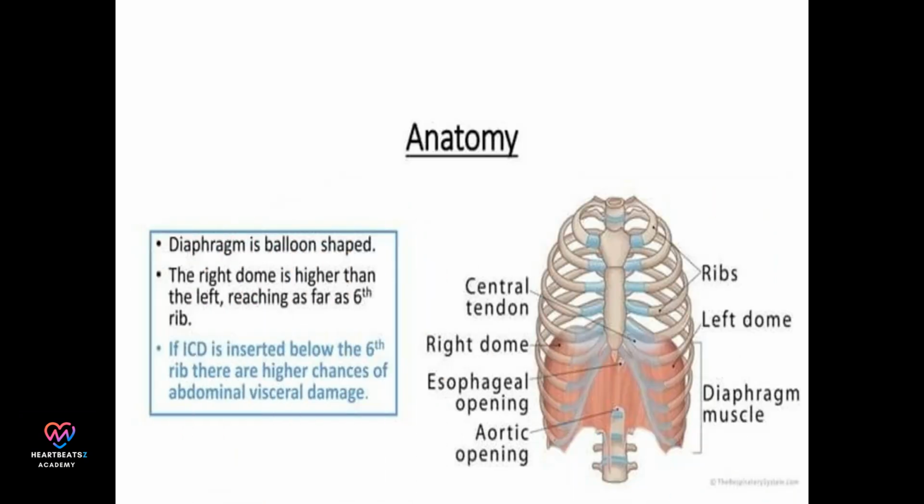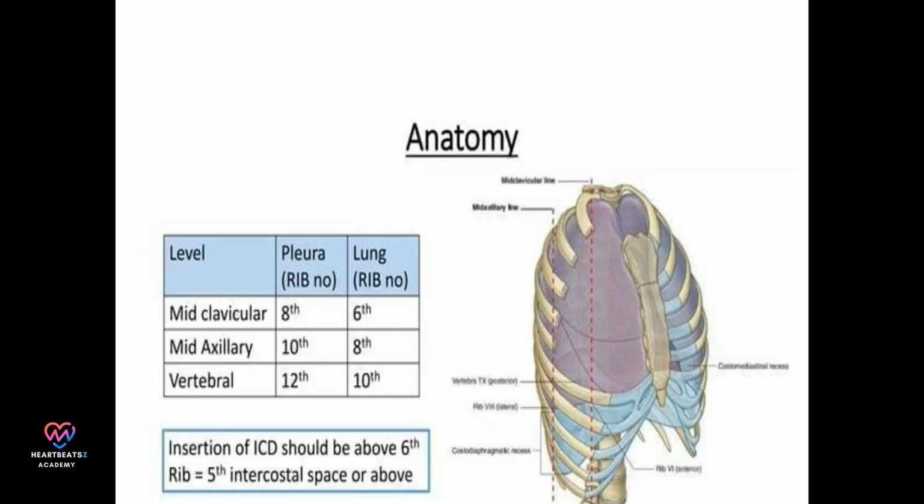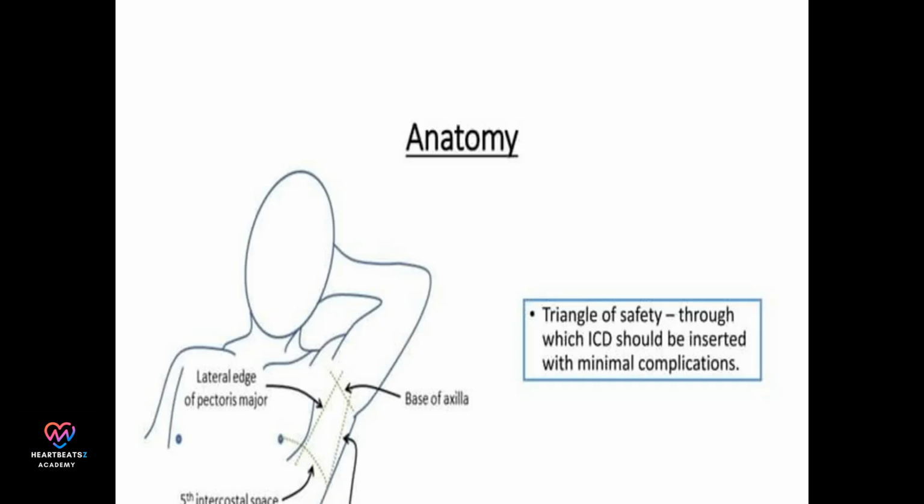The diaphragm is balloon-shaped with the right dome higher than the left. Insert the ICD above the sixth rib to avoid abdominal visceral damage. Understanding the levels of pleura and lung in relation to the ribs is essential. Insert the ICD above the sixth rib for safety.